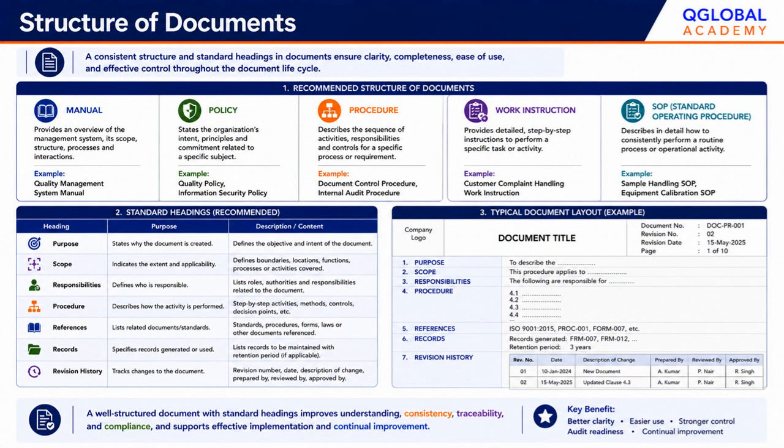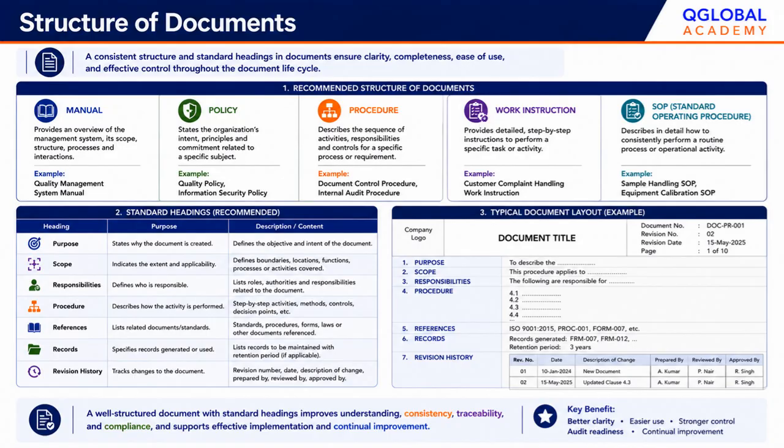A consistent structure and standardized headings in documents ensure clarity, completeness, and ease of use. Documents typically follow a recommended structure, depending on their type. A manual provides an overview of the management system, including scope, structure, and interactions. Policies define the organization's intent, principles, and commitments. Procedures describe the sequence of activities and responsibilities for specific processes. Work instructions provide detailed, step-by-step guidance to perform specific tasks.